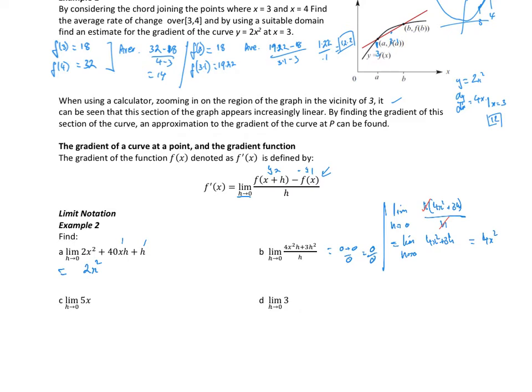Obviously, the limit as h approaches 0 of 5x. There is no h, so it doesn't matter what the h value is, I get 5x. Similarly, if h is approaching 0 and the function is just 3, it's always 3. So we just get 3.